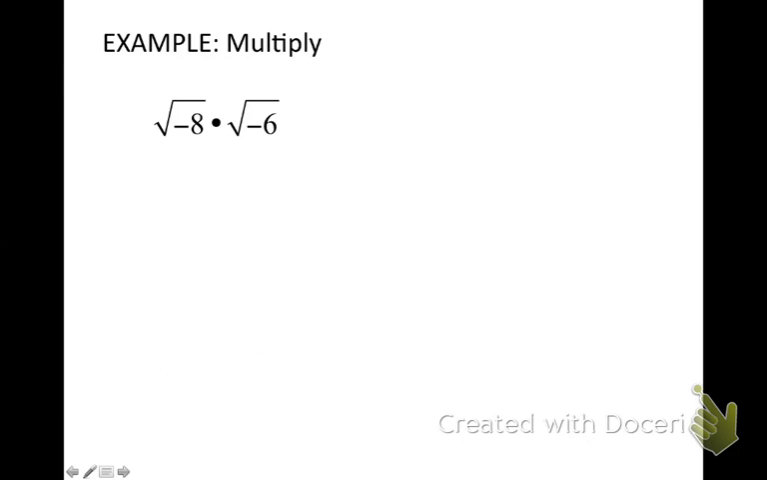Next one would be the square root of -8 times the square root of -6. For the square root of -8, just the square root of 8 would be what? 2 square roots of 2, because 4 times 2, and the square root of 4 is 2. So 2i root 2 is my square root of -8. I can't simplify the square root of 6, so that's just going to become an i root 6.